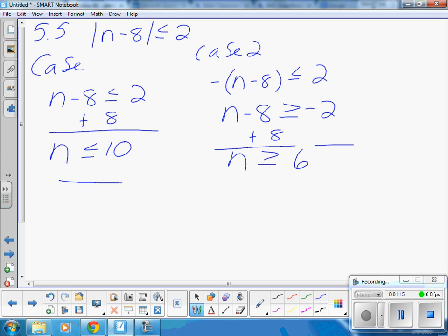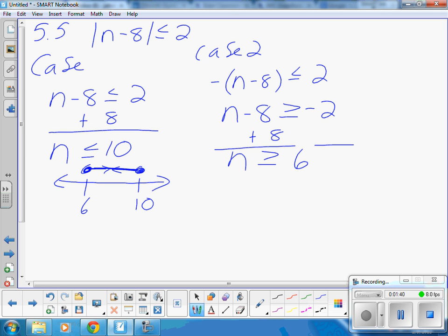All right, now our graph. We have 6 and 10. We have a closed circle at 6, so n is greater than or equal to 6. It's going to be that way. And we have n is less than or equal to 10. We have that way. Our graph is this.